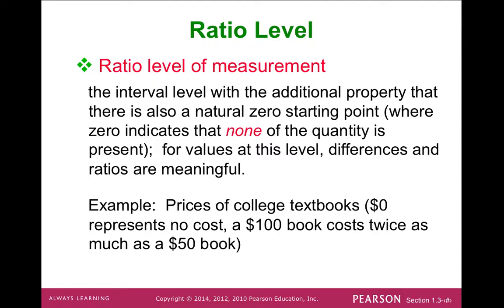So a good example of that would be the price of college textbooks. If you pay $0 for your textbook because you're able to borrow it from a friend who took the course previously, that represents no cost. So again, there is a zero starting point. And if you bought a book for $100, that book costs twice as much as a $50 book. So what the ratio level allows you to do is to be able to compare and contrast two different levels, which is different than the other levels that we previously have discussed.